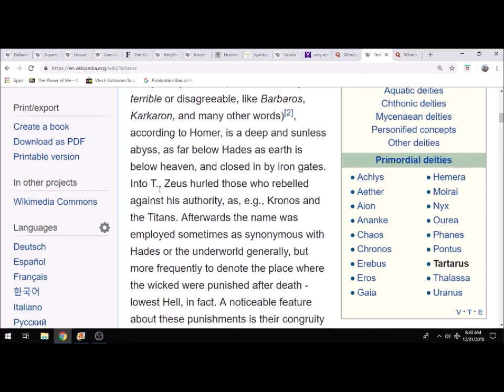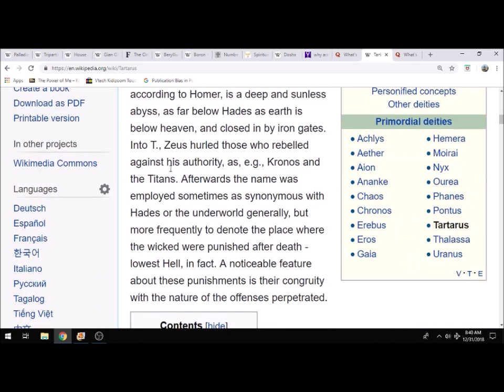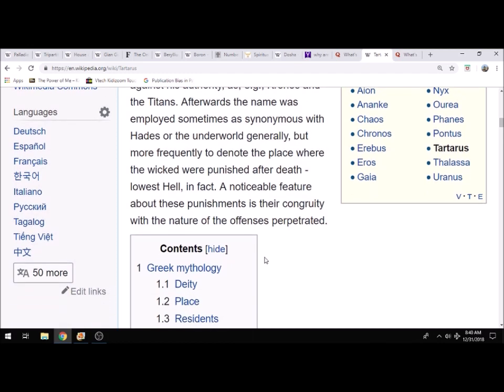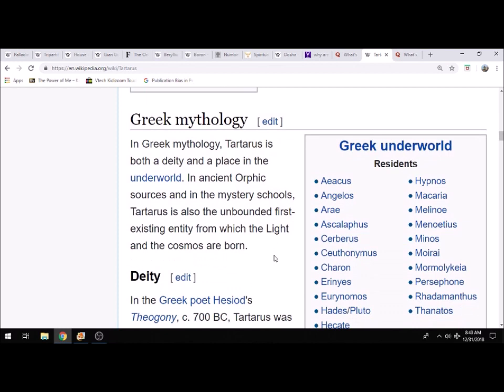Into Tartarus, Zeus hurled those who rebelled against his authority, Cronos and the Titans. Afterwards, the name was employed sometimes as synonymous with Hades or the underworld generally, but more frequently to denote the place where the wicked were punished after death. Lowest hell, in fact. A noticeable feature about these punishments is their congruity with the nature of the offenses perpetrated. In Greek mythology, Tartarus is both a deity and a place in the underworld. In ancient Orphic sources and in the mystery schools, Tartarus is also the unbound, first existing entity from which the light and cosmos are born.